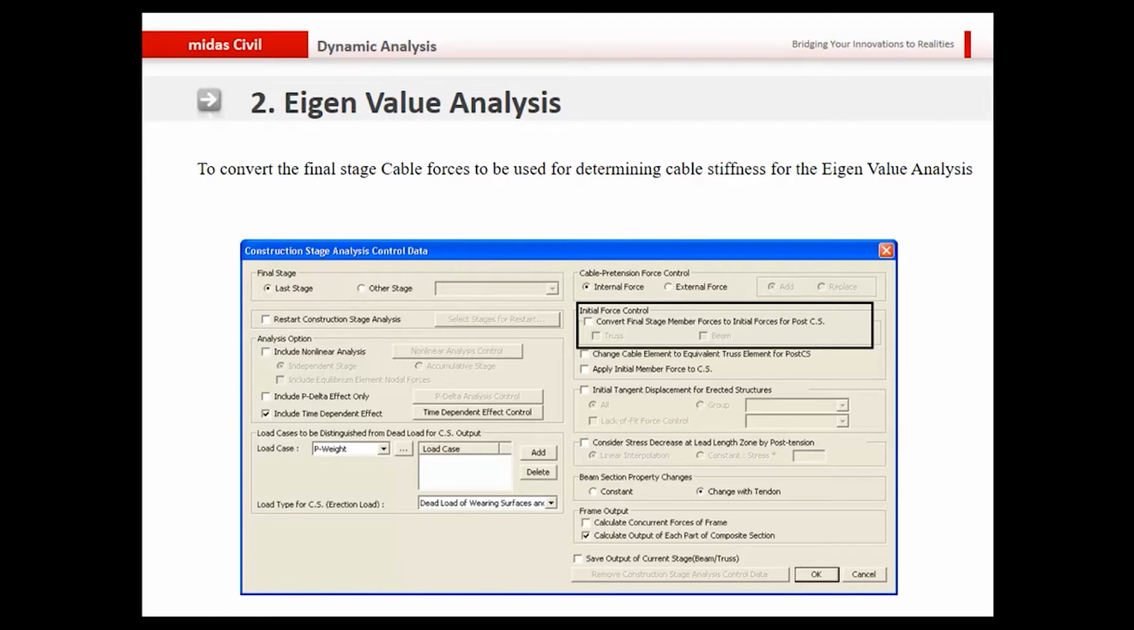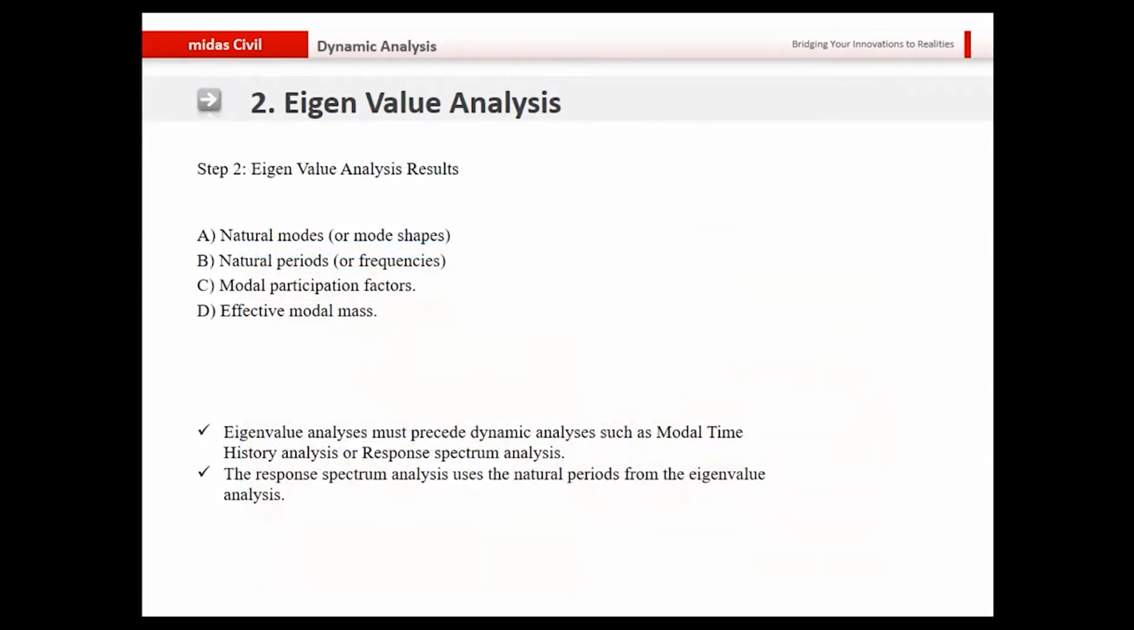Then for those of you who are doing construction stage analysis, we have an option to convert the final stage for the cable analysis to be used for determining cable stiffness for eigenvalue analysis, just in case you do any cable bridges and you want to perform the dynamic analysis of those cable bridges. Then you can use this function in order for that stiffness to be added into the eigenvalue analysis.